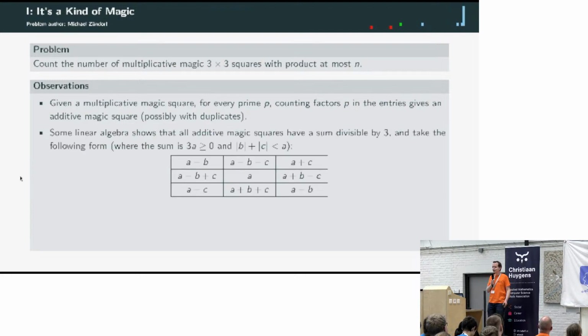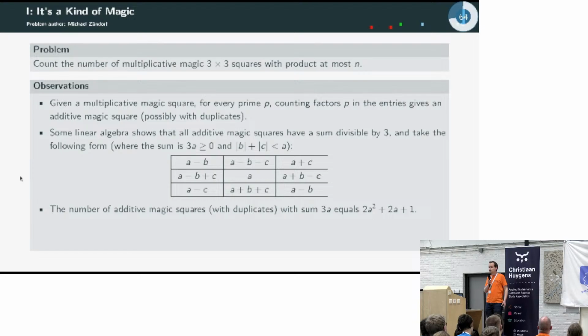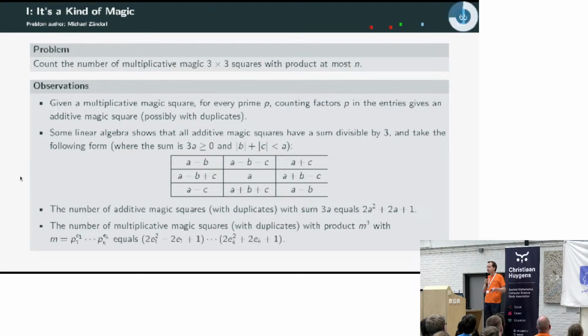And if you do some linear algebra on magic squares, then you find that there's just some form that all these 3 by 3 magic squares take. I won't go over the exact form here, but using this, you can compute the number of magic squares, potentially with duplicates, with a certain sum. And note that the sum is always a multiple of 3. So what does this mean for multiplicative magic squares? Well, it means that the product will always be a cube. Furthermore, we can take this form and do things separately for every prime factor and multiply the number of these additive squares for every exponent in the prime factorization.